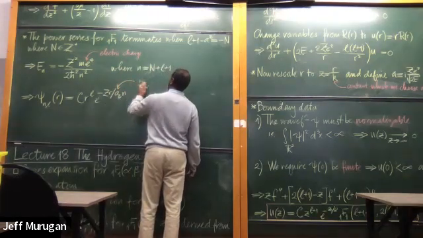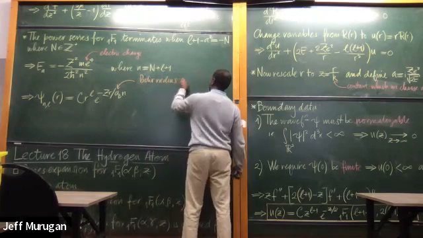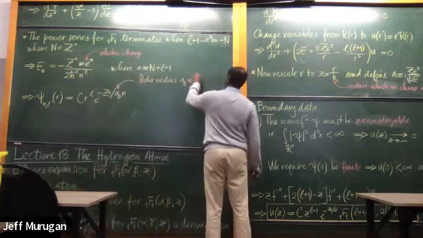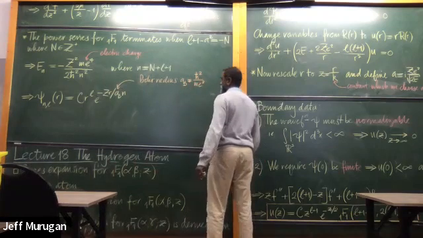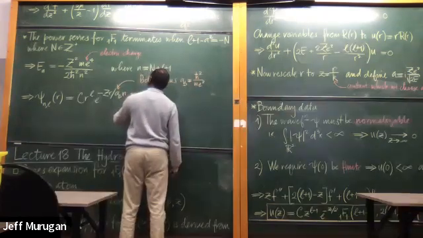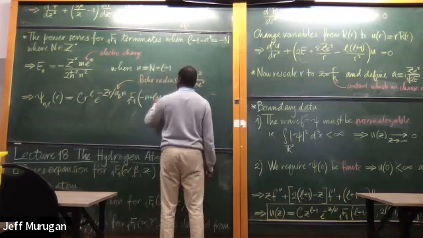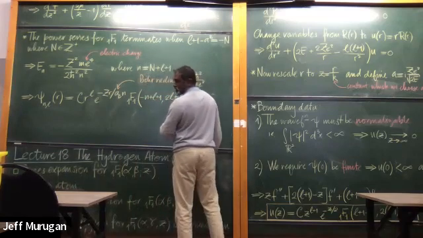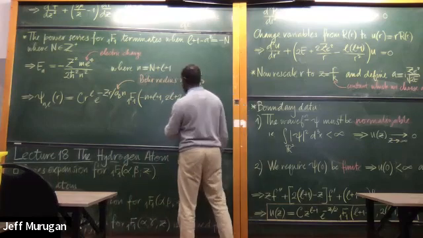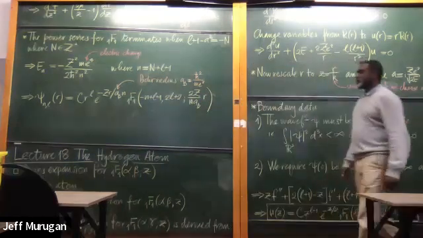This is the Bohr radius. Times 1F1 of minus n plus L plus 1, 2L plus 2, to Z. That's sufficient for the wave function.